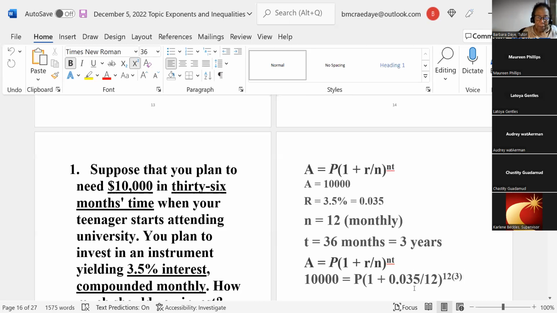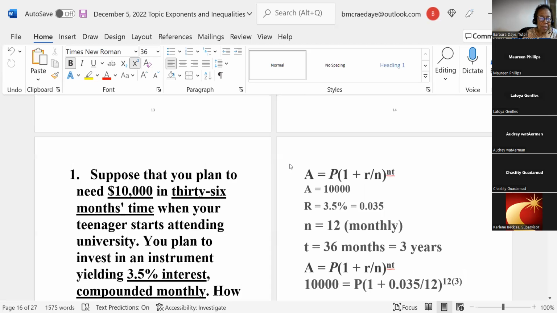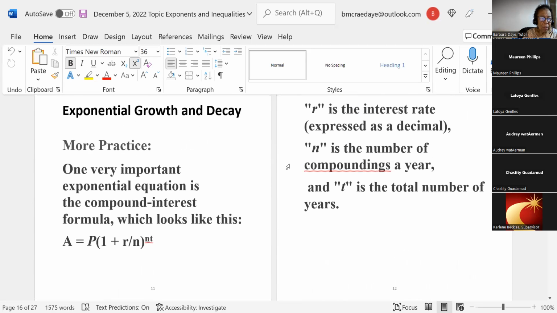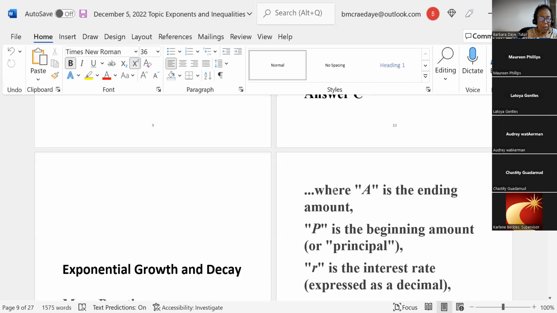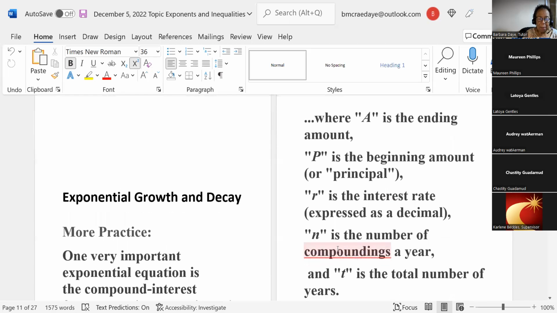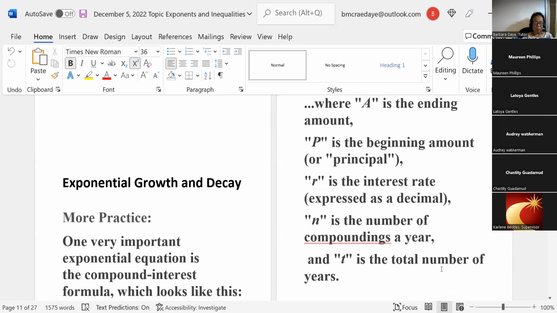No. Okay, so you understand the formula, and let's go back here. Here are all the descriptions. A is the ending amount. P is the beginning amount of principal. R is the interest rate. N is the number of compoundings a year. And T is the total number of years.